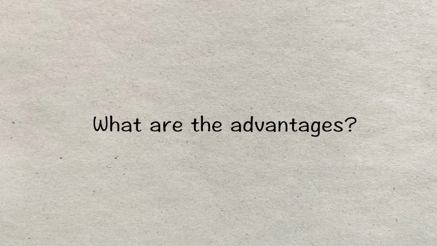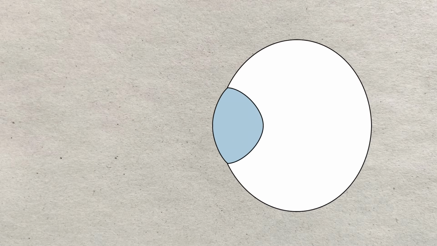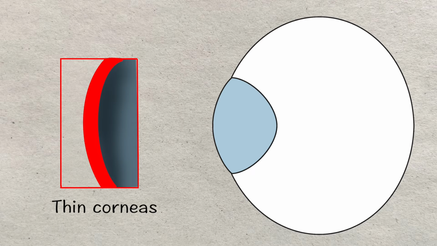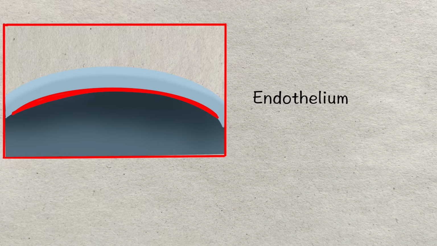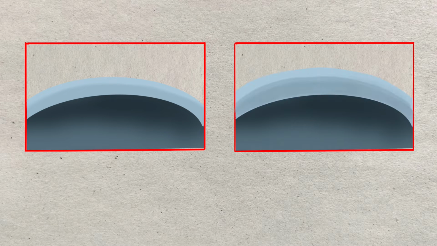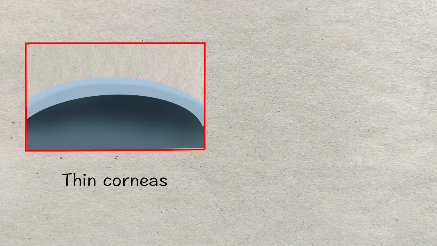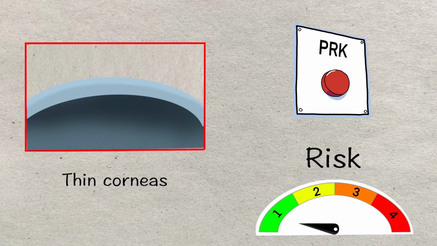What are the advantages? This procedure works best for those that have relatively thin corneas, as the laser only treats the anterior surface of the stroma. The endothelium, the back, is a very delicate structure, so it's best to always treat the cornea, leaving the endothelium undisturbed as much as possible. If your cornea is thick enough, then none of this would be a problem. But for thinner corneas, PRK may be the safest alternative.